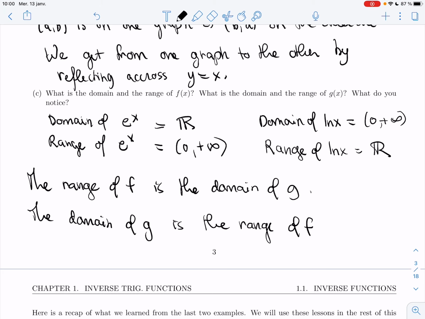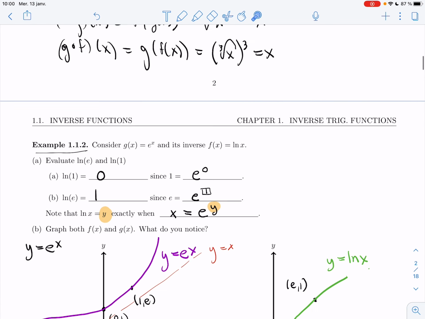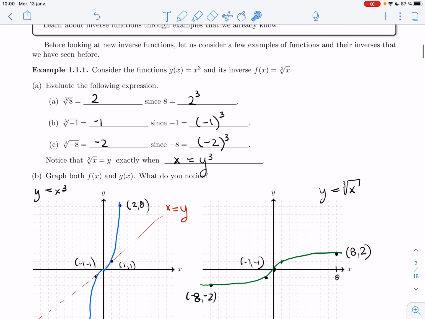All right, in the next video, we'll be recapping everything we've learned in this example, example 1.1.2, and in the last example, example 1.1.1.